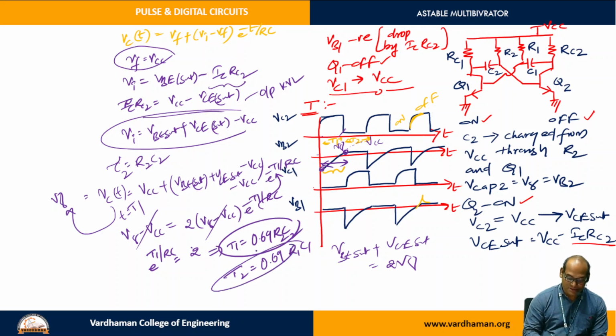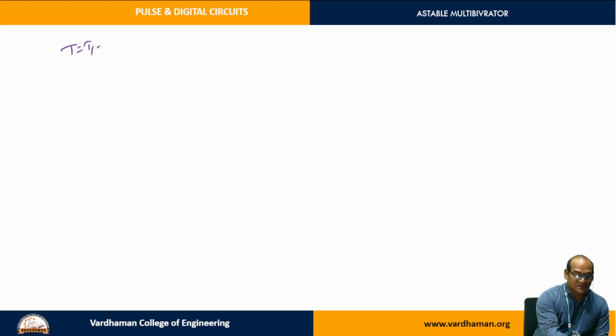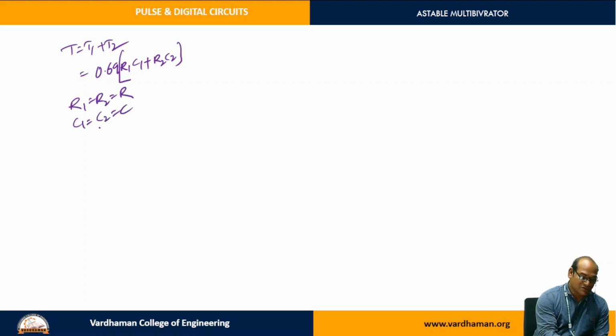So total time period is equal to how much now? I am going to the next slide. That is T1 plus T2. T1 means 0.69 R2C2 or R1C1. So if you take 0.69 common from T1 and T2 formulas, 0.69 into R1C1 plus R2C2. If you take R1 is equal to R2 is equal to R and C1 is equal to C2 is equal to C, this is equal to 0.69 into 2, which means 1.38 RC. So in this manner we will get the time period, and if you want frequency, it is 1 by time period.